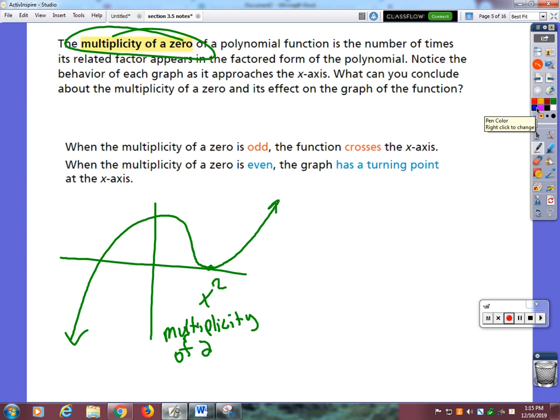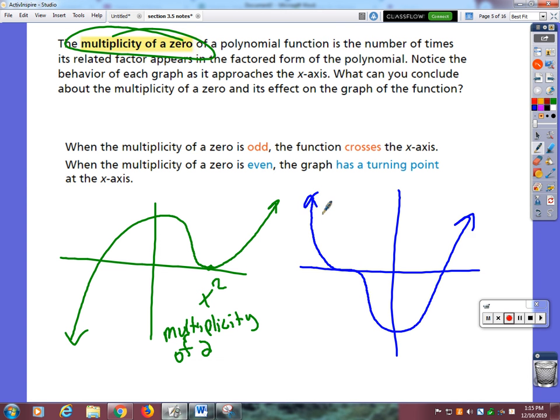Then I think there was one that maybe not all of you got to, and it had a graph that went through the x-axis, but it did it in kind of a funny way. Does anybody remember what this came out to be? It was to the third. Yeah, good. So this would be some sort of an x cubed thing, and in that case, we would say that 0 has a multiplicity of 3.